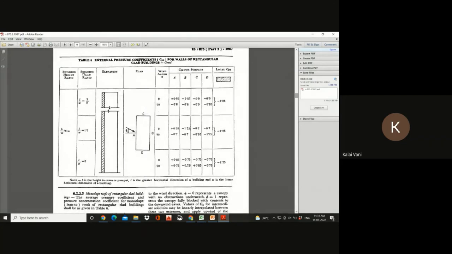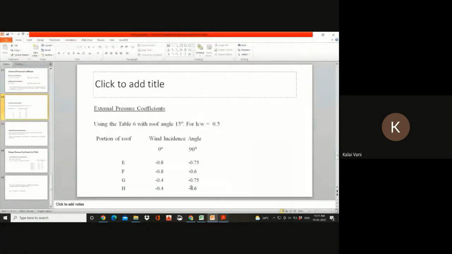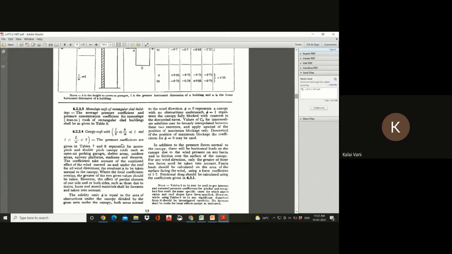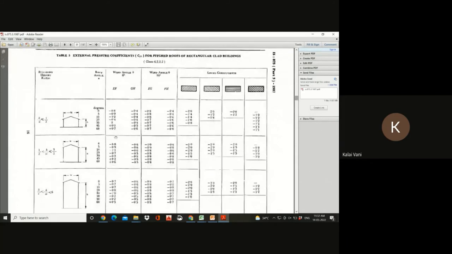For this, you need to find the building plan ratio, L by W, the length of your building divided by the width. Your length is 50 meter, your width is 10 meter. So 50 divided by 10, you'll be getting 5, right? For table 5, you have to check the length by width, which is 50 divided by 10, you'll be getting 5.